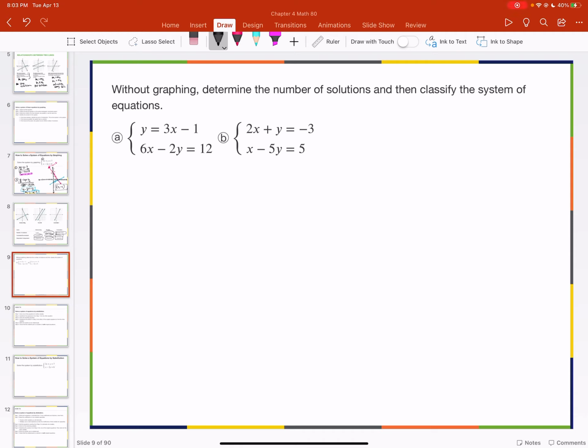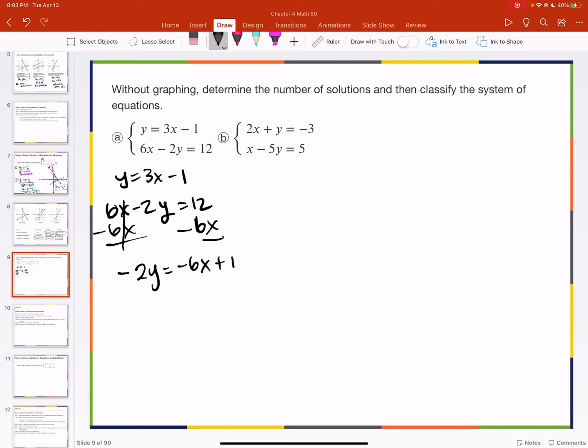So how can we tell the number of solutions and what type of equations they are? We can put them into y equals mx plus b form and compare the slopes. For A, we already have y equals 3x minus 1. Let's simplify the second equation. Moving everything over, minus 6x minus 6x, negative 2y is equal to negative 6x plus 12. Divide both sides by negative 2, and we get y is equal to 3x minus 6. Right away, notice that they have the same slope, but they have different y-intercepts, so these are parallel lines.